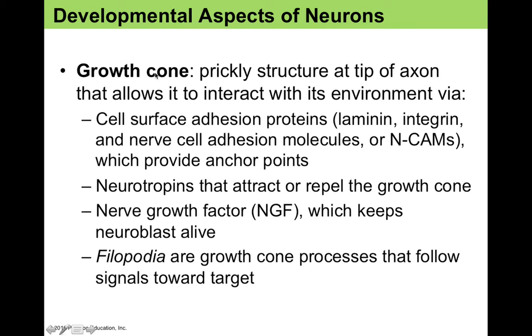Now, the way that neurons can form connections is by something called a growth cone. The growth cone is a prickly structure at the tip of the axon that allows it to interact with its environment through cell surface adhesion proteins and neurotropins that attract or repel the growth cone. We have nerve growth factors, or NGFs, that can attract these growth cones, which helps keep these cells alive. And then filopodia, which are growth cone processes that follow the signal towards a target. So think of the growth cone as this extending process that is guided by lots of different chemical factors until it reaches its target and can form a new communication point with a target cell.